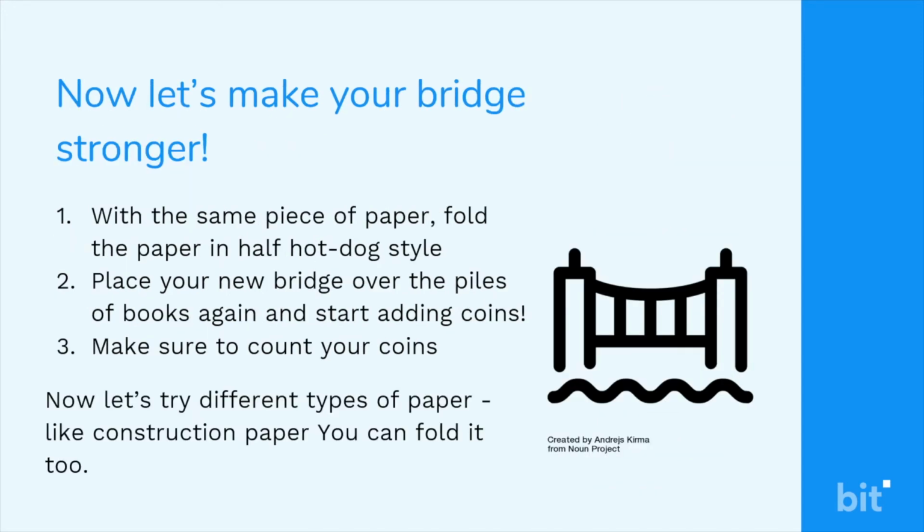After they have built their bridge out of the sheet of paper, they will now fold it vertically, hot dog style, to see if it creates a sturdier bridge. They will then repeat the same process as the previous step with the same materials. After the counting trial was completed, they can now replicate the same exact steps with cardstock paper or construction paper.